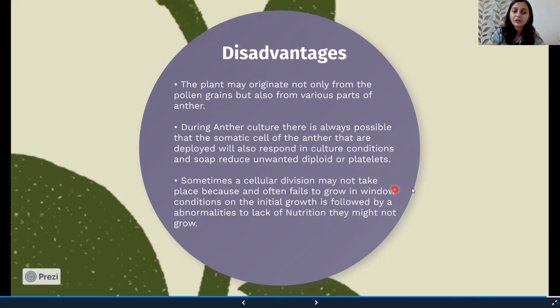Sometimes cellular division may not take place because the culture often fails to grow in vitro. In in vitro conditions, it will fail due to lack of nutrition. Anther or pollen culture will fail to develop, and this would result in abnormalities and it cannot grow. The main disadvantage of haploid culture is that it is very expensive. And this is the last disadvantage.